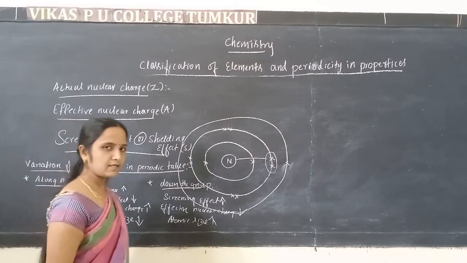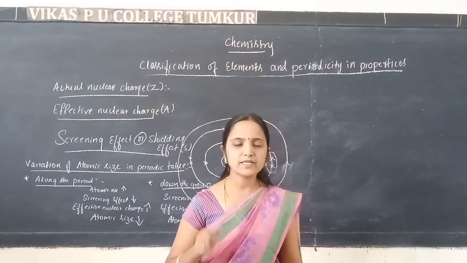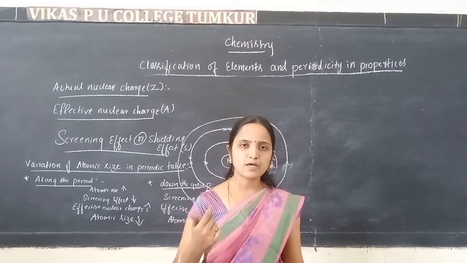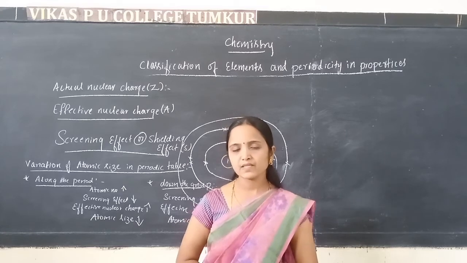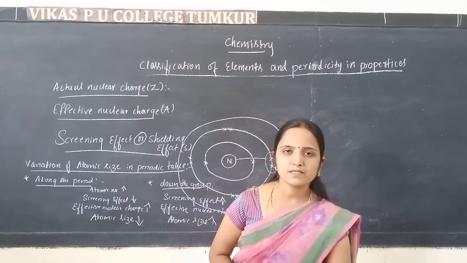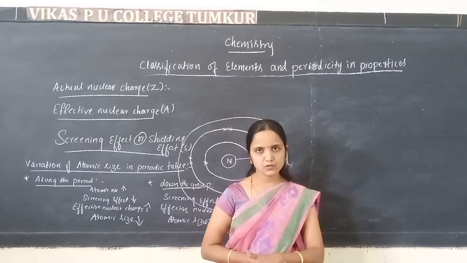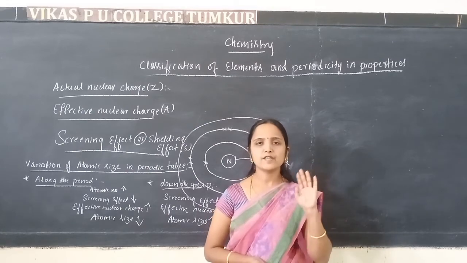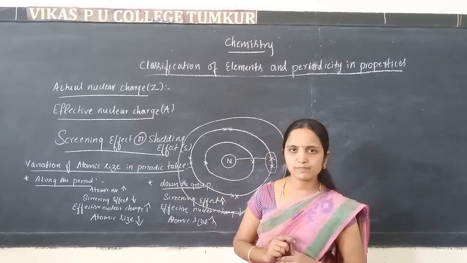Generally, we can say that the atomic size decreases along a period and increases down the group. You should keep this in mind. This question about the variation of atomic size in the periodic table is asked many times in the examination: along the period it decreases, down the group it increases.